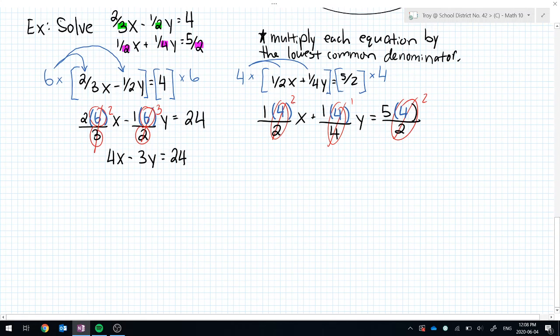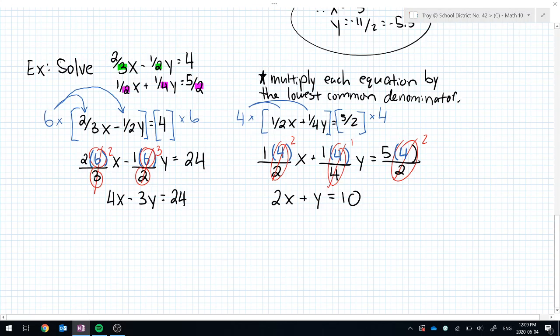So we get 1 times 2 is 2. It's 2x. We get 1 times y, which is just 1y, or just y. And then we have 5 times 2, which of course is 10. So now we have our 2 new equations in our system. We have 4x minus 3y equals 24, and we have 2x plus y equals 10.